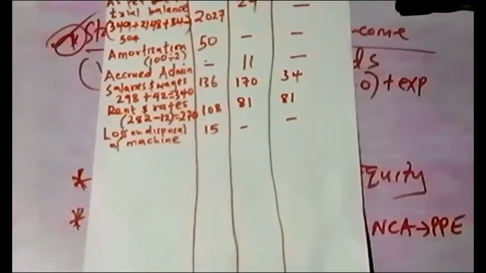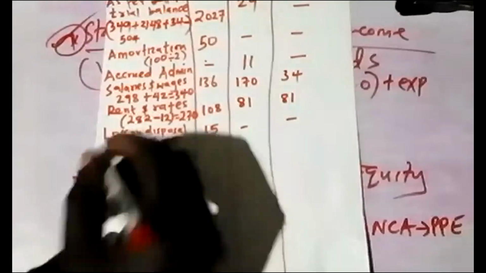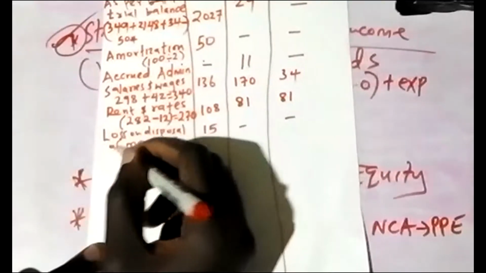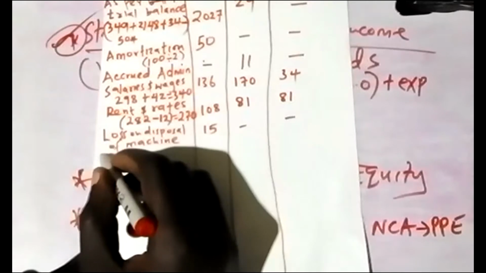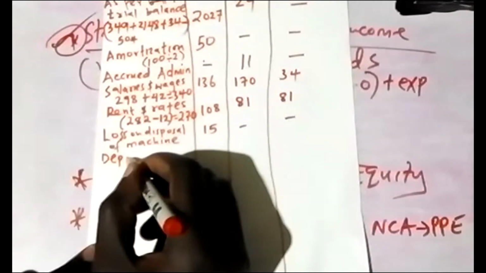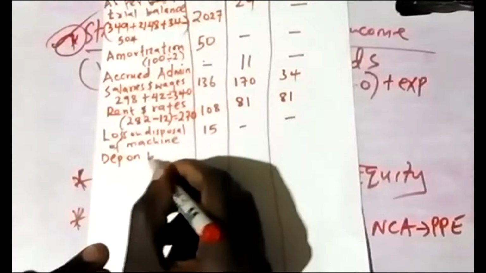After that, we move to the next additional information, number 5. Buildings are depreciated at 2% per annum using the straight line method. So we need the depreciation of the building. Depreciation on building.